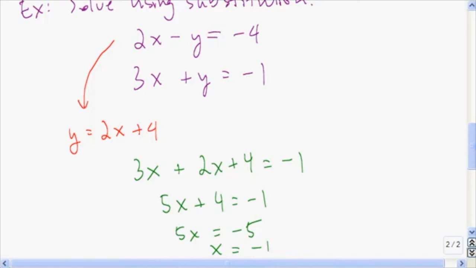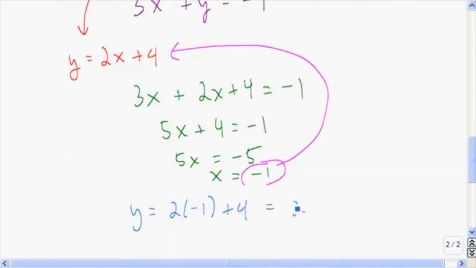Then we take that value of negative 1 and plug it into that value of y. So we get y is equal to 2. So our solution is the ordered pair negative 1 for x, comma 2 for y.